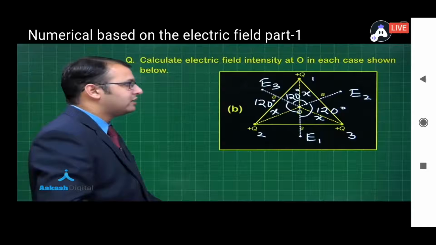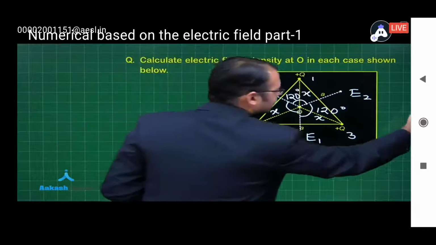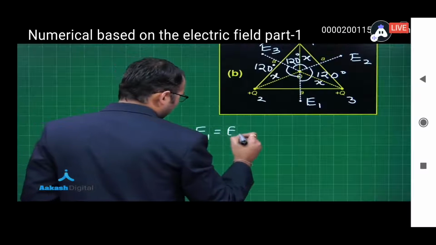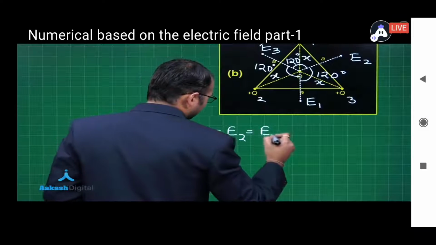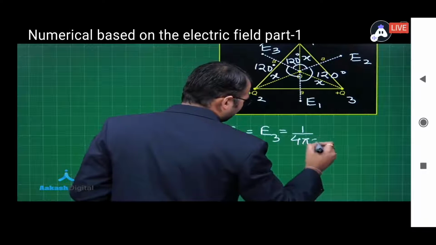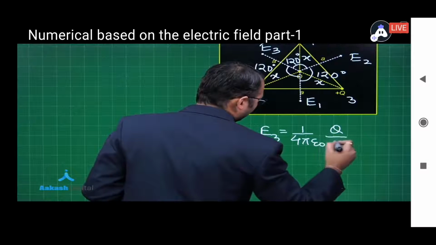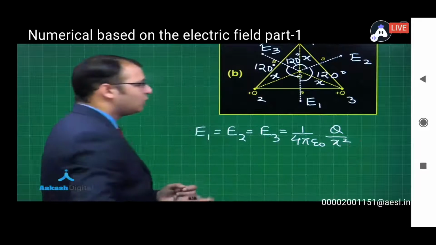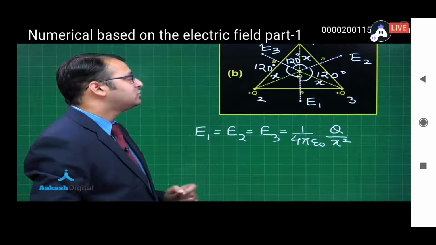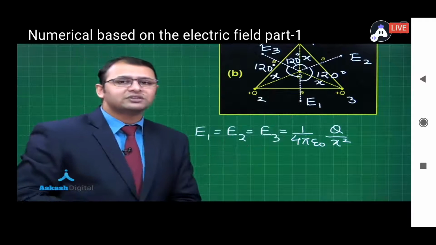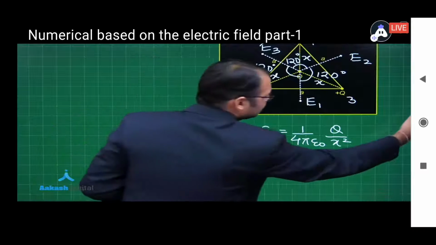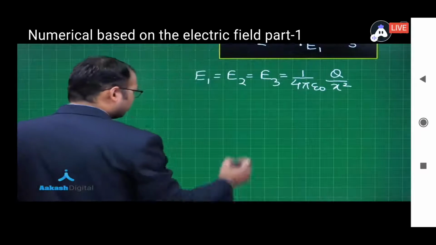When you see the diagram, you will find that the value of E1 equals E2 equals E3, which will be equal to 1 upon 4 pi epsilon naught Q upon x square. All the three electric fields are equal in magnitude. By Lami's theorem, when there are three electric fields which are satisfying an equation, what is it? Let's see. I'll write that equation for you.